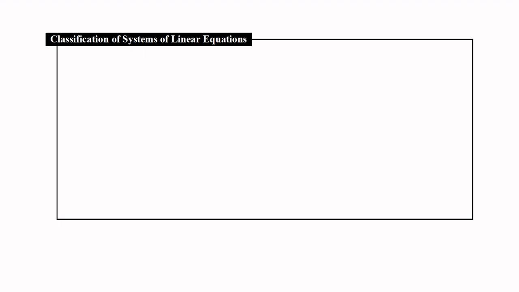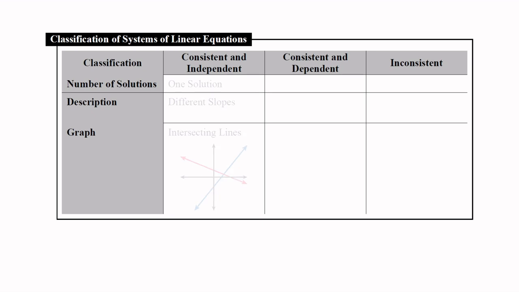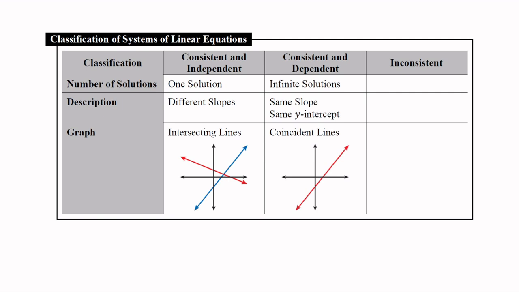So let's talk about the classifications of systems of linear equations. If we have one solution, we have different slopes and intersecting lines. A consistent and dependent system has infinite solutions. It's the same slope with the same y-intercept, and is coincident lines. So it looks like one line on the graph, but one line sitting on top of the other.